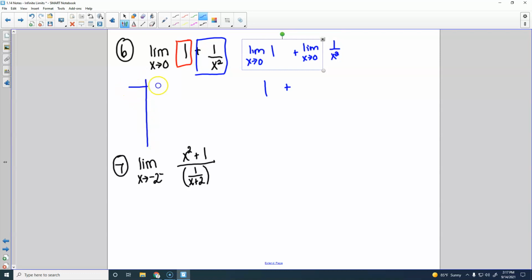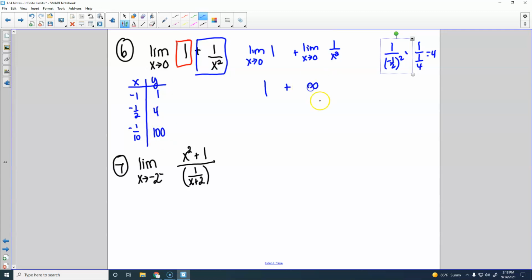So if I do a table here, we're approaching 0. If I go from the left, like if I did negative 1, I'd get 1. If I did negative 1/2, 1 over negative 1/2 squared would be 1 over 1/4. So I'd get 4. What would you get for negative 1/10? 100, because you got to square it. So that's going to positive infinity.